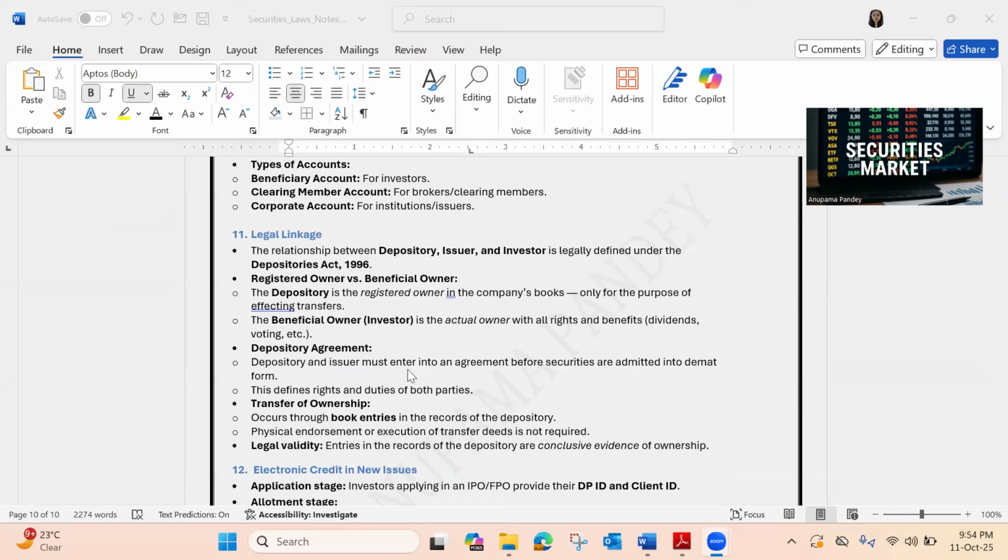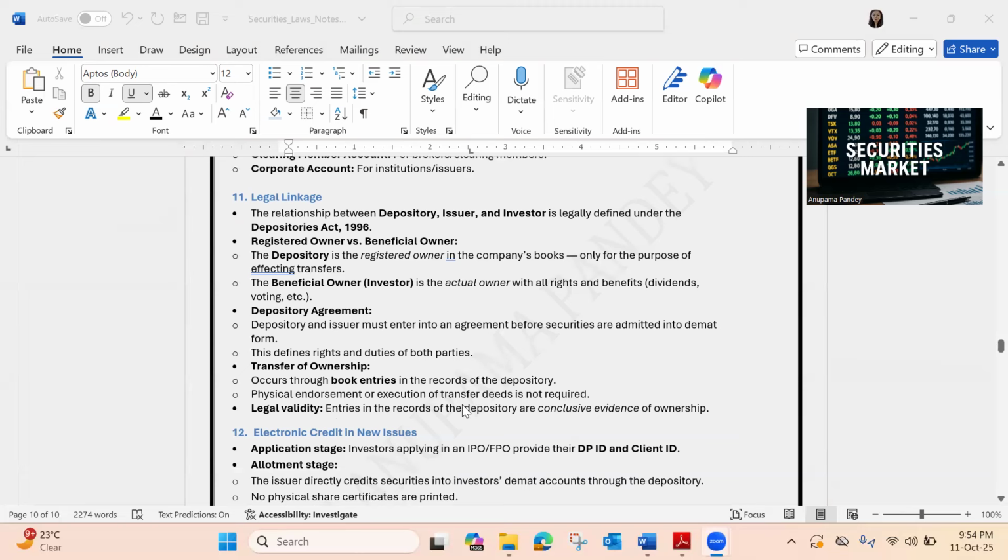Depository agreement. The depository and issuer must enter into an agreement before securities are admitted into demat form. This defines the rights and duties of both parties. Transfer of ownership occurs only through book entries in the records of the depository. Physical endorsement or execution of transfer deeds is not required here. Legal validity क्या होती है इनकी? Entries in the records of the depository are conclusive evidence of ownership of the investor.